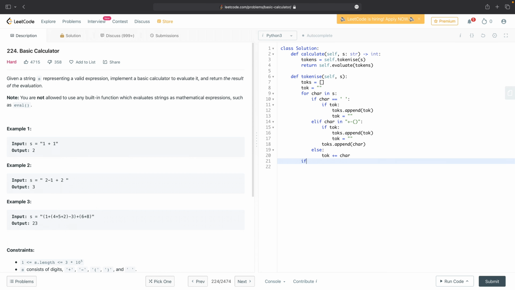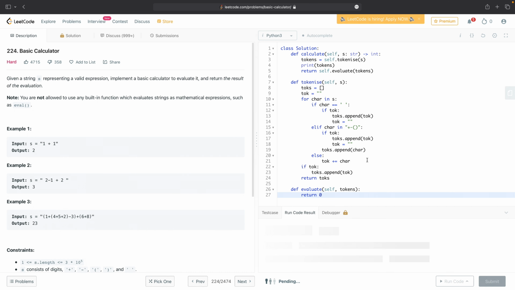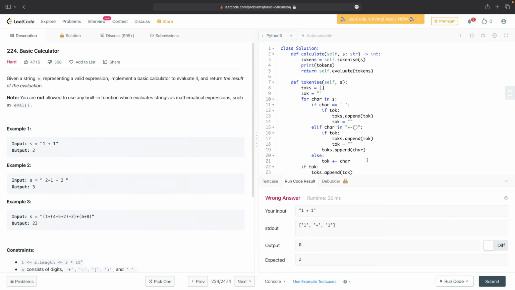Then finally, if tok, toks.append(tok), return toks. So let's first here print tokens, not brokens, tokens. And just so we don't get too many errors, let's do evaluate self tokens, return 0. So obviously this doesn't work yet. I just want to see what we get.